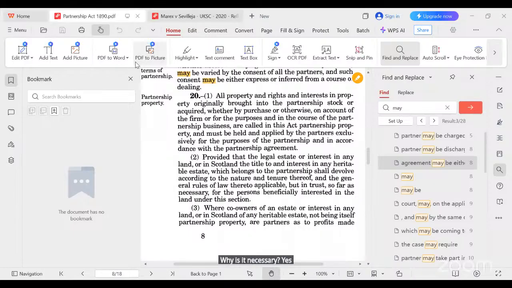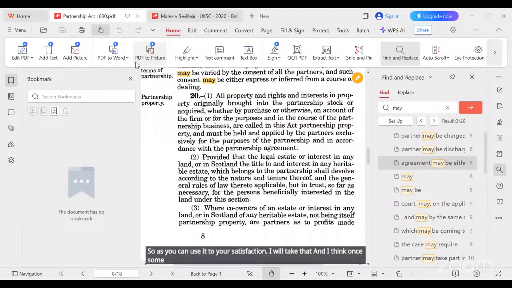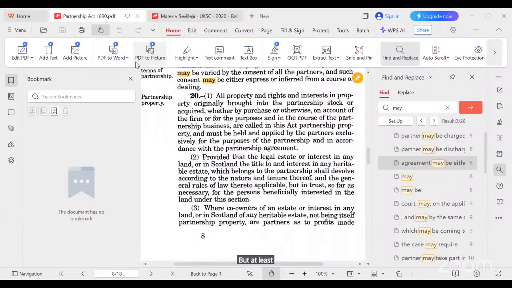Yes, anybody? So as to be able to use it to our satisfaction. So that you can use it to your satisfaction, I will take that. But I still want some sharper answer. At least that we can use it to suit our needs. Okay, it's getting better.